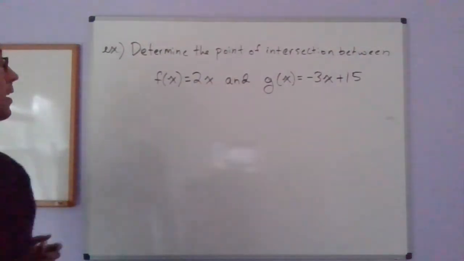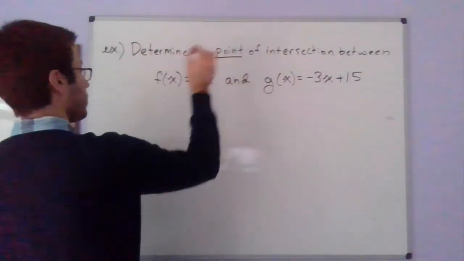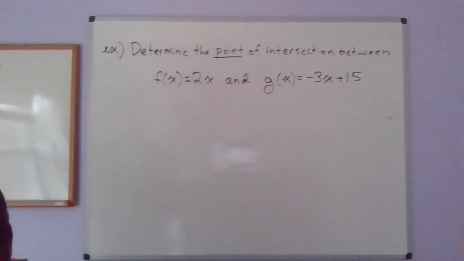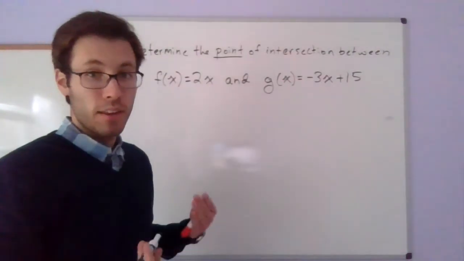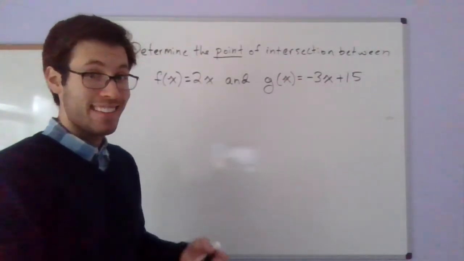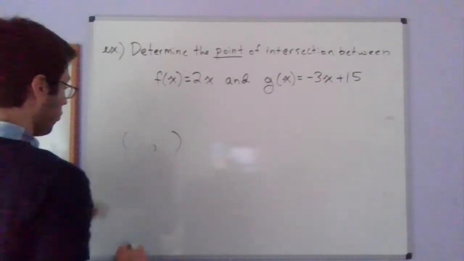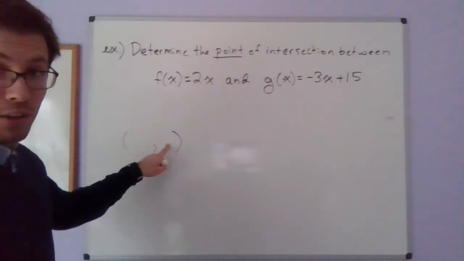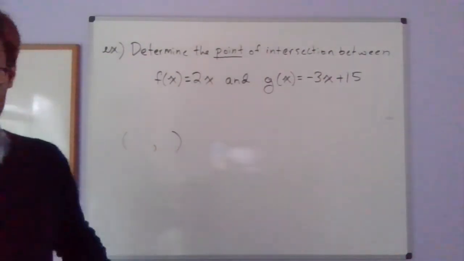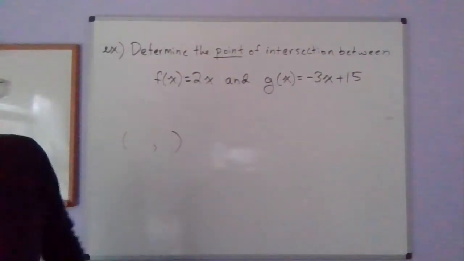Now, I want to stress the word point. A lot of times people get so wrapped up in the procedure of things that they forget that the point of intersection is in fact a point. So a point looks like this. We have to figure out what that x value is and what that y value is. We're wanting to figure out where those two functions cross each other.